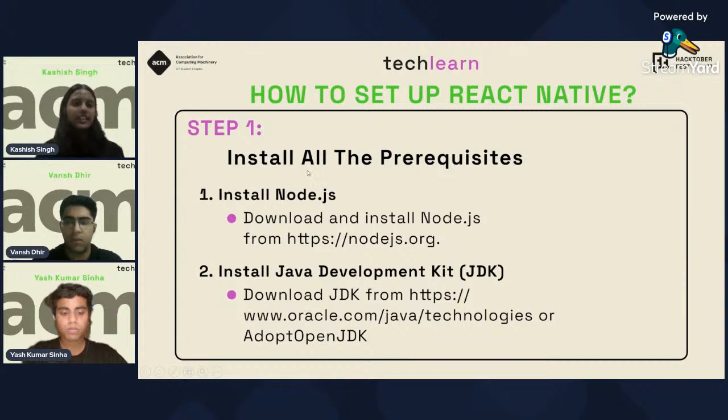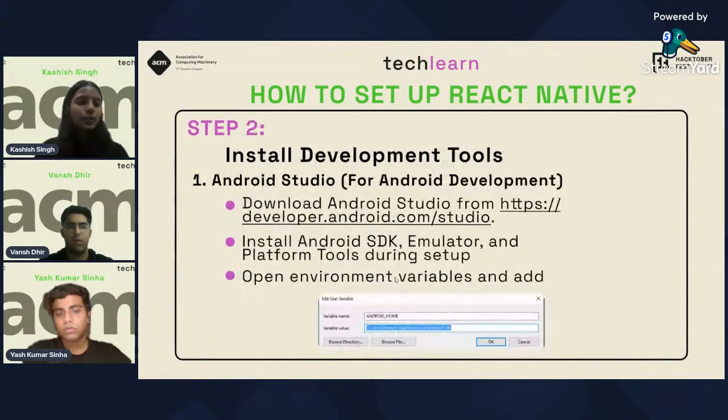Step one is installing all the prerequisites, that is installing Node.js and JDK, the Java Development Kit, from verified sources. Step two is installing development tools, that is installing Android Studio, which is for Android development. Additionally, when you install Android Studio, you will have to install Android SDK, emulator, and platform tools as well. After you're done installing all these things, you need to set up your environment variables in your system, which you can do as you can see in the picture shown here.